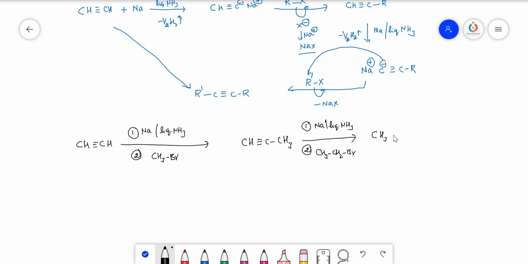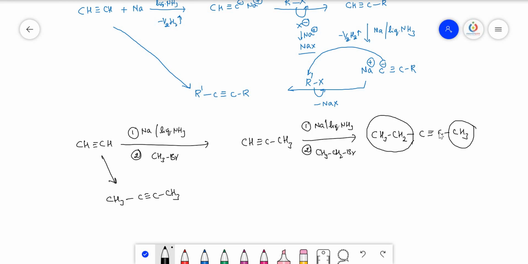So, the molecule will be CH3CH2C≡CCH3. This particular alkyl part is different from this particular alkyl part, so it depends on what type of molecule you want to prepare. If you want to prepare 2-butyne, the molecule will be CH3C≡CCH3 from this particular alkyne. In such cases, in both these steps, you need to use methyl bromide.